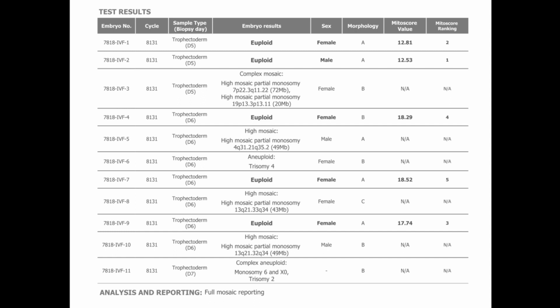Just being human, I did wish that I had more euploid males to choose from. I would have felt a little better about it, 2 versus 3 out of 5. But you get what you get and you don't complain, right? So I'm grateful that I at least have some.